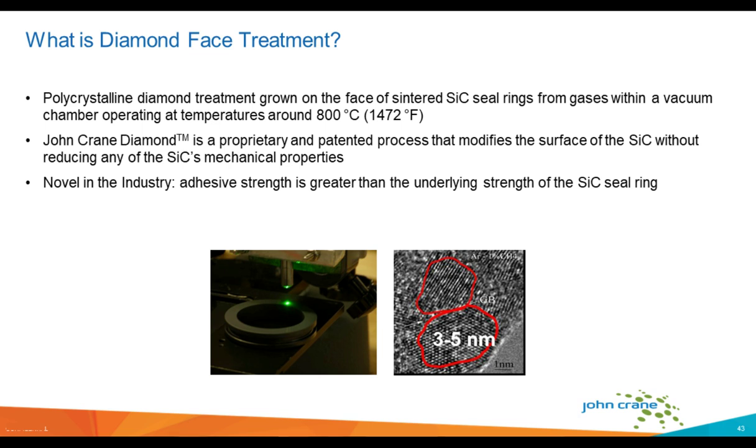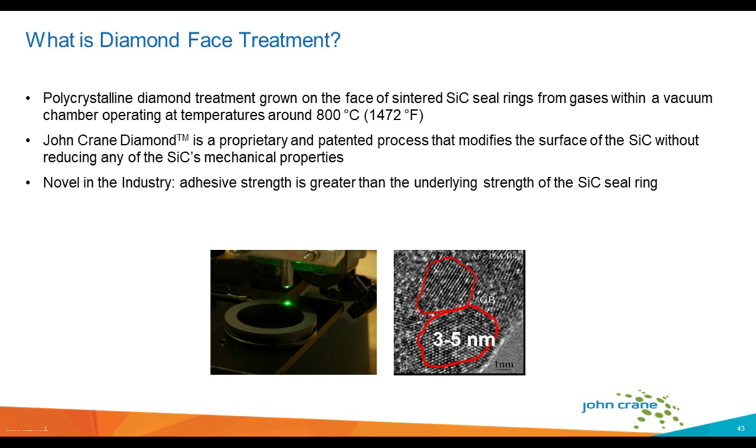With this process there is a very uniform growth rate on the surface of the seal ring, so overall there's no real impact in terms of the mechanical properties of the seal ring itself. What's novel about this particular diamond face treatment is the adhesion strength is astronomical.